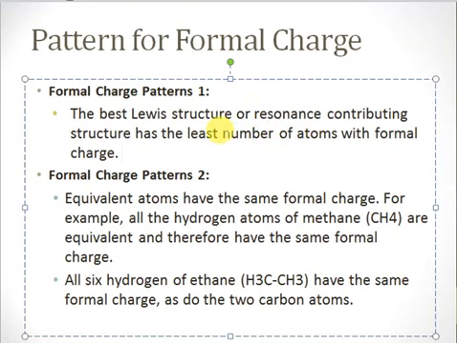Let's say, for example, I draw a structure and say that this structure is the most stable of all resonance structures. You'll have in mind that since this is the most stable resonance structure, the least number of atoms will have formal charge in it.